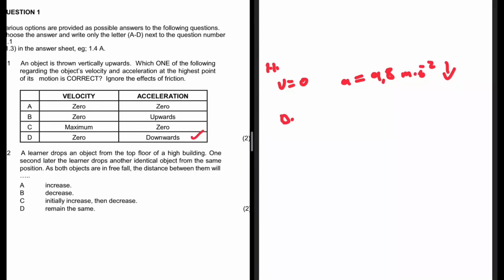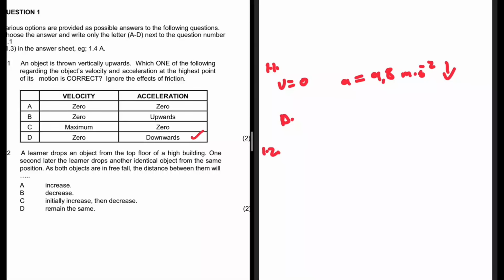Okay, let's take a look at 1.2. A learner drops an object from the top floor of a high building. 1 second later, the learner drops another identical object from the same position. As both objects are in free fall, the distance between them will. The first option, A, says it will increase. The second option says it will decrease, and then we have C, which says initially increase, then decrease.